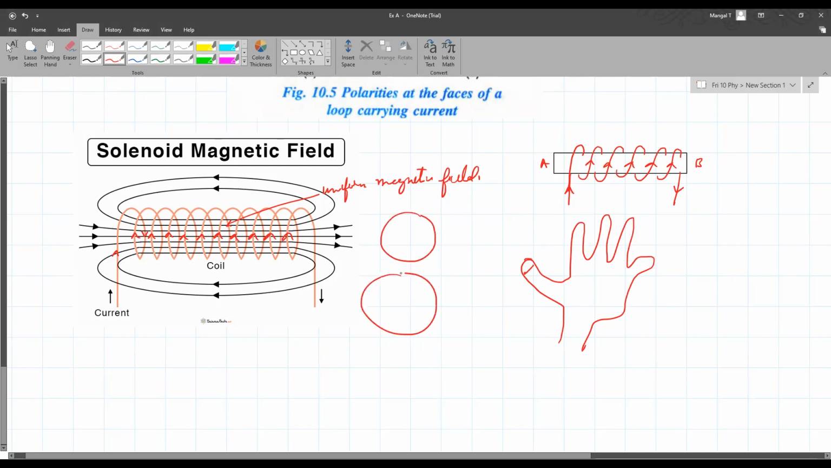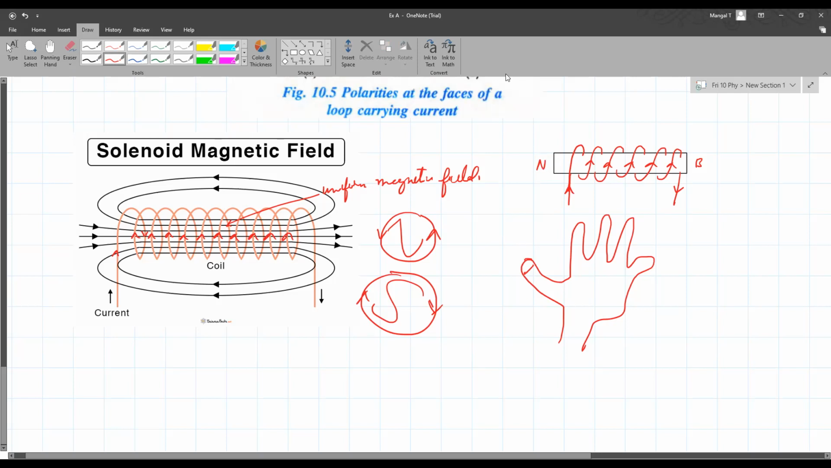So again, showing you this thing. If the current is anti-clockwise, then it is north. If the current is clockwise, like this, then it is south. So over here, you have your thumb pointing to the right. Therefore, A will be north.